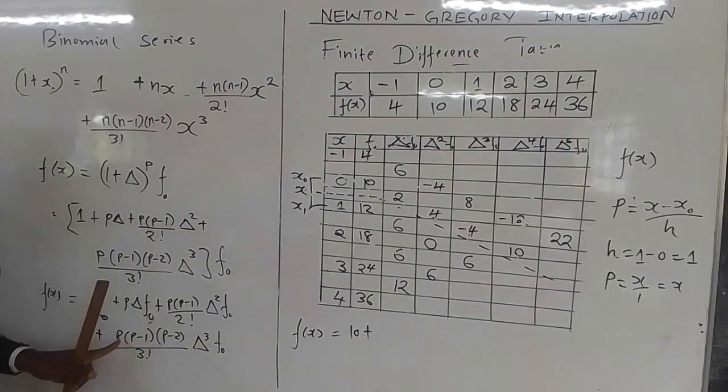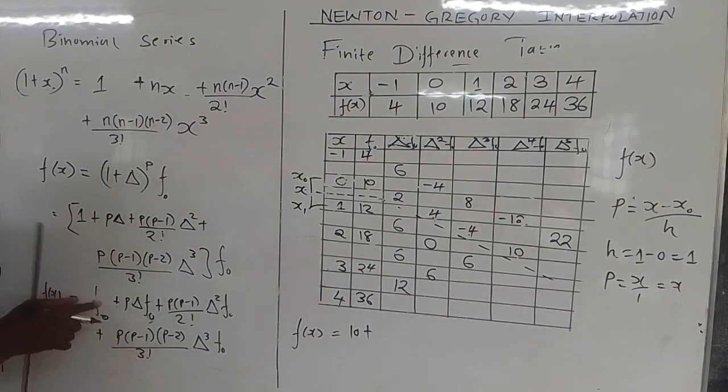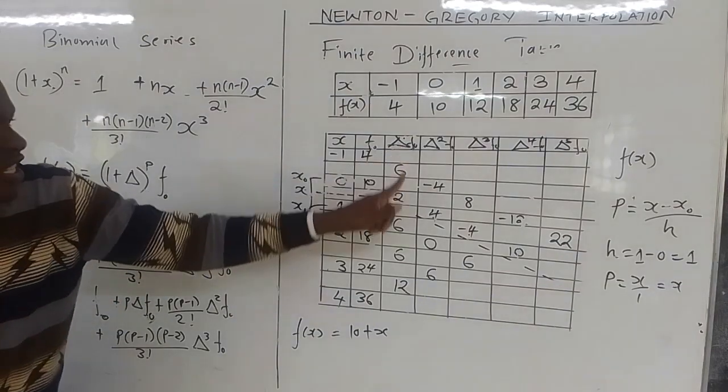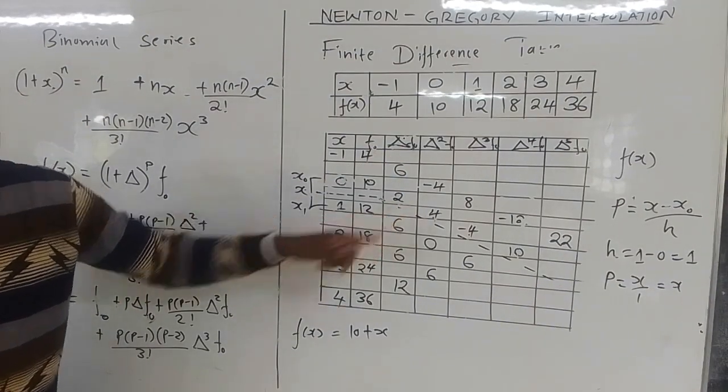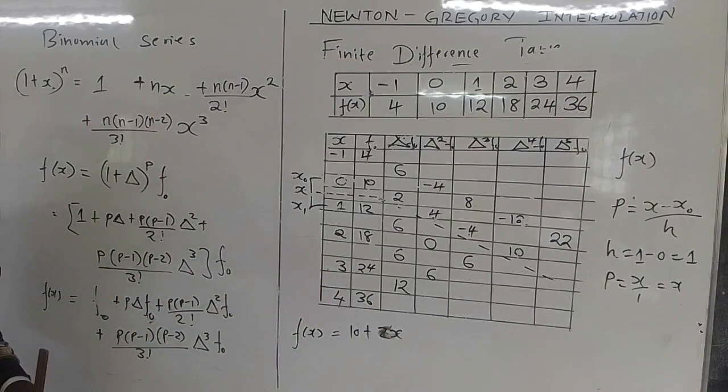Then it is plus. What is p? p you found to be x. So where there is p, you put x. Then it is x, then delta f naught. What is delta f naught in your line? 2. So this means it is 2x. Are you seeing what is happening?